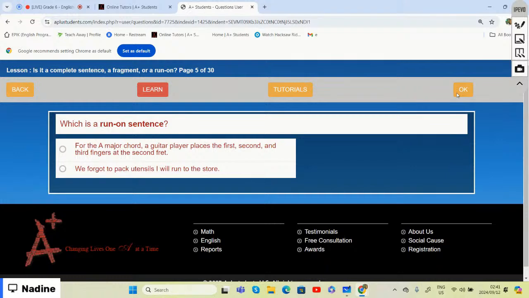We now need to say which is a run-on sentence. A run-on sentence. It says, for the A major chord, a guitar player places the first, second, and third fingers at the second fret. Or option 2, we forgot to pack utensils. I will run to the store.